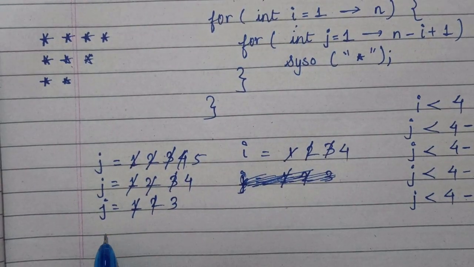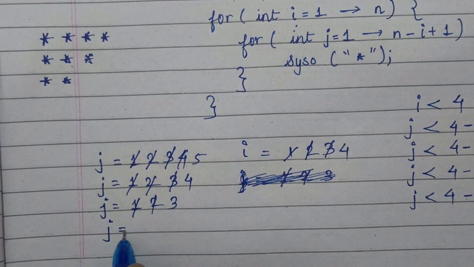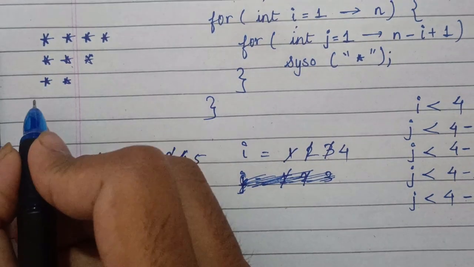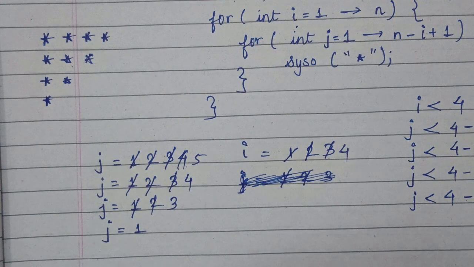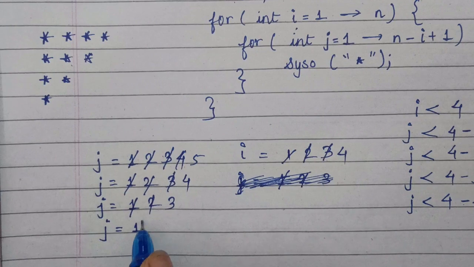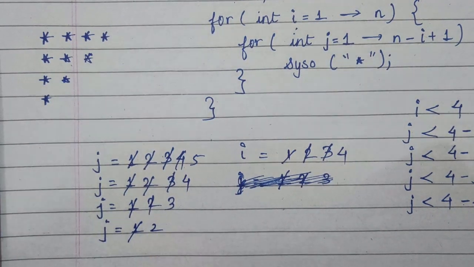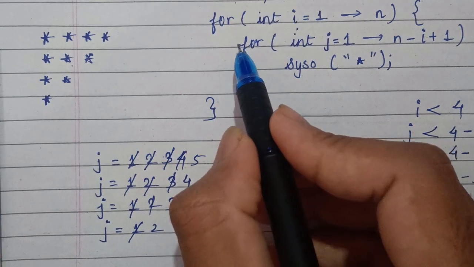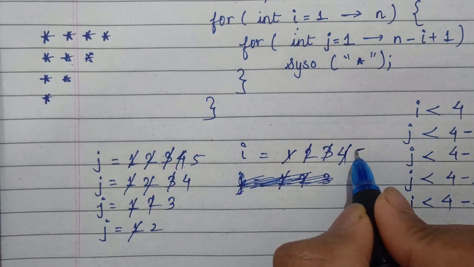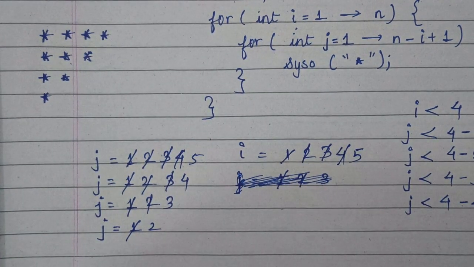Now j value gets updated. Now j value is 1. Okay, is 1 less than or equal to 1? The condition is true, then it will print a star. Okay, now j value gets again updated. J value is now 2, then it will check the condition again. Is 2 less than or equal to 1? The condition is false, then the inner loop will get terminated. Now the outer loop will get updated by 1.